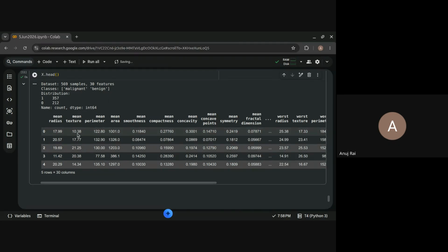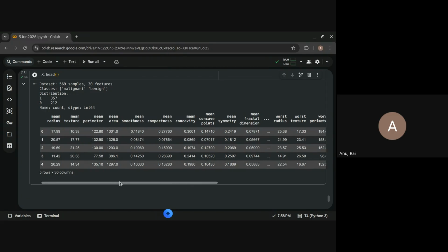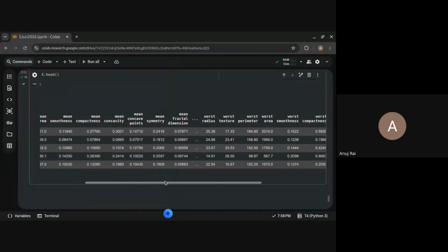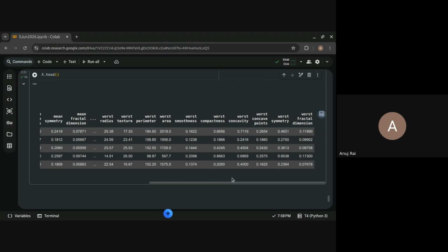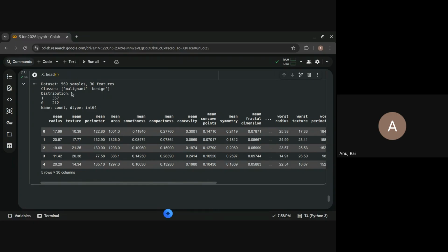This is tumor-related data: mean radius, mean texture, mean perimeter, mean area, mean smoothness, and so on. These are data points you get when you do a test on a particular tumor using MRI or different kinds of methods, and the classification was done by the doctor.